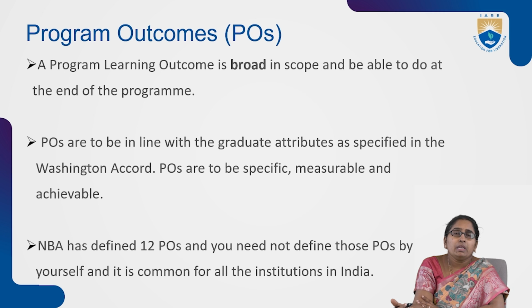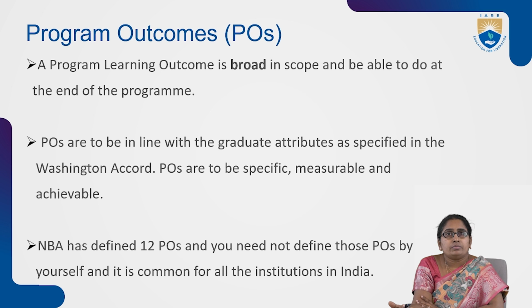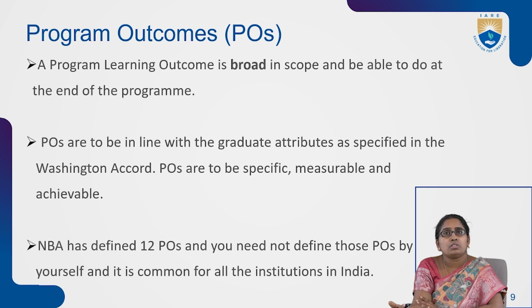And POs are to be in line with the graduate attributes as specified in the Washington Accord. POs are to be specific, measurable, and achievable. And NBA has defined 12 POs, and you need not define those POs by yourself, as it is common for all institutions in India. So the program outcomes, POs, are given by the NBA. They are not defined by the particular institute. So the POs are common to all institutions in India.